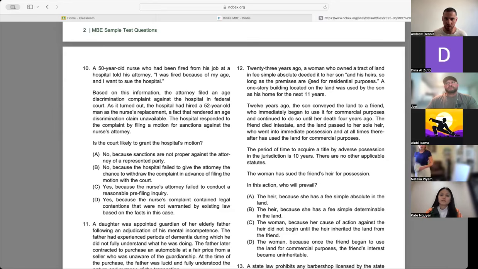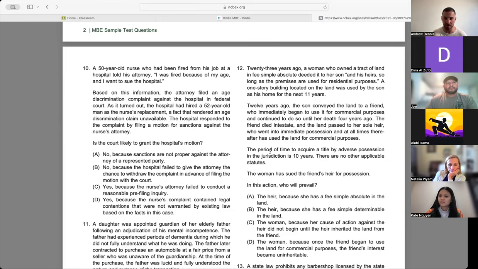Okay. 12 years ago, right? We have the conveyance to the friend. So that would automatically revert back to the woman. But over those 12 years, it seems like she adversely possessed the land because she went into immediate possession and thereafter has used the land for commercial purposes. It was definitely open, continuous, exclusive, adverse, notorious, hostile, statutory period. It seems like they probably took it back in adverse possession claim.